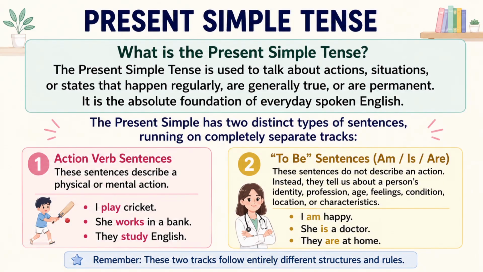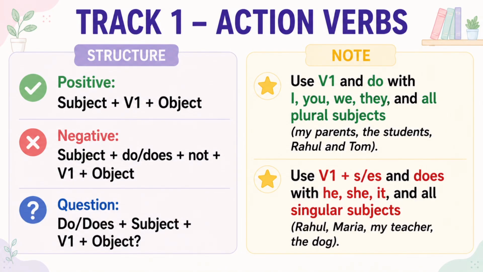For example, I am happy. She is a doctor. And they are at home. Remember, these 2 types follow completely different structures and rules, so do not mix them. In this lesson, we will first learn action-verb sentences. Now let's learn the structure of action-verb sentences.